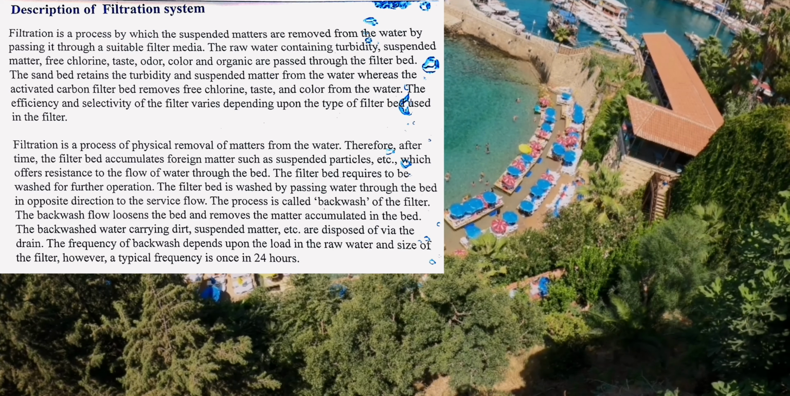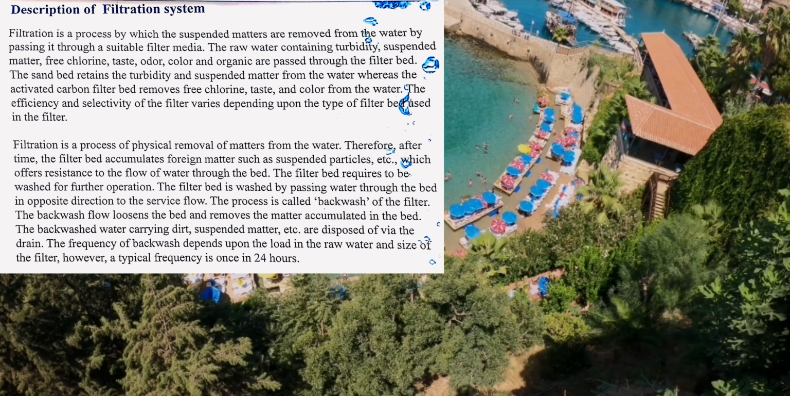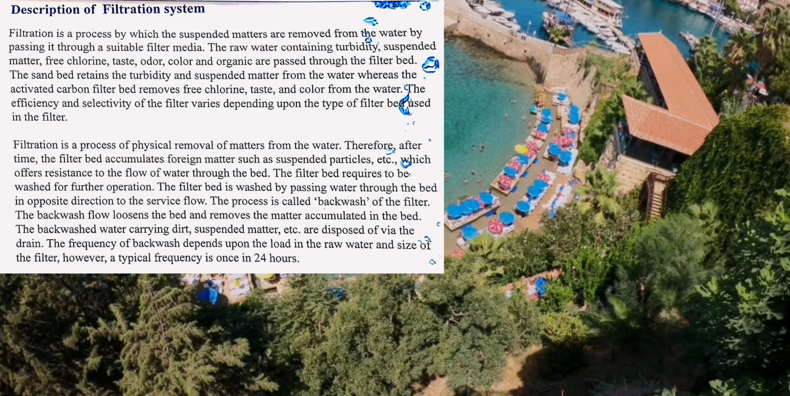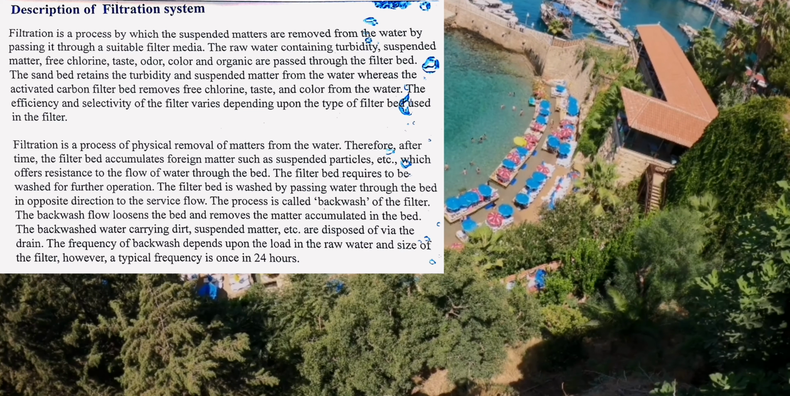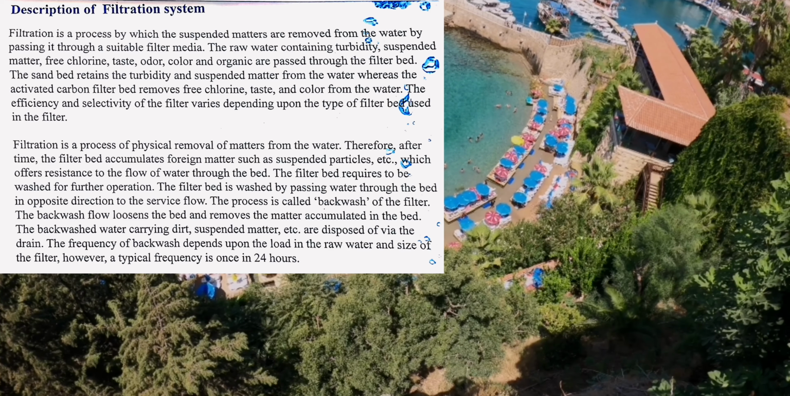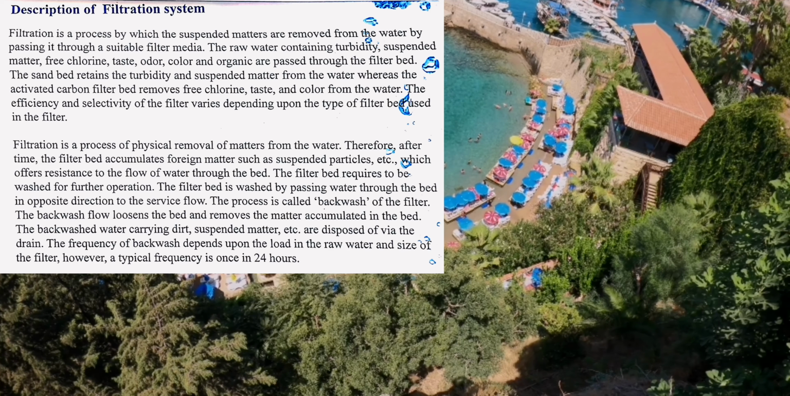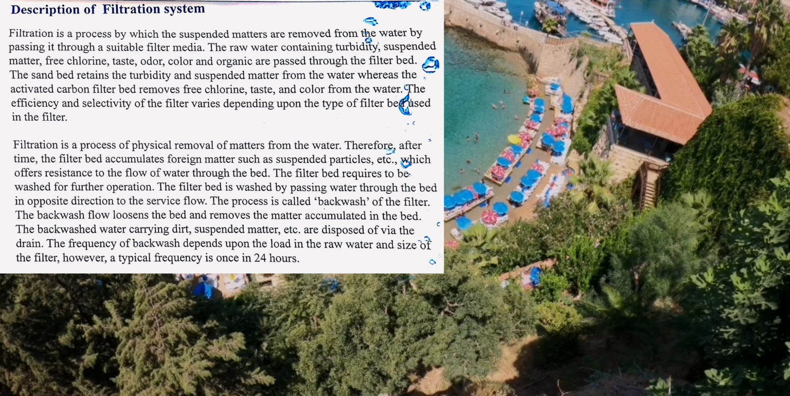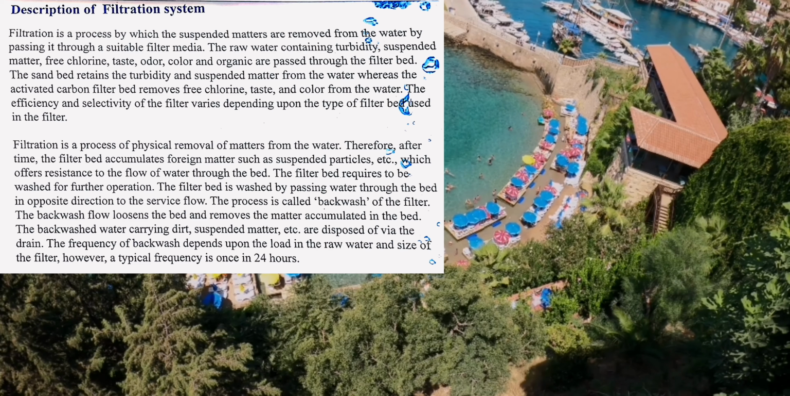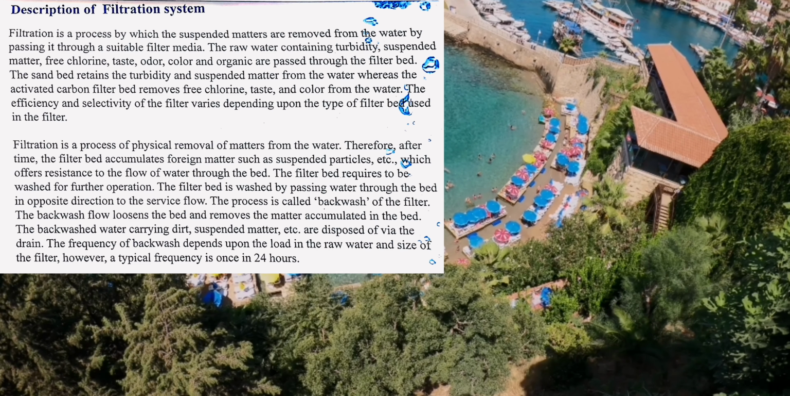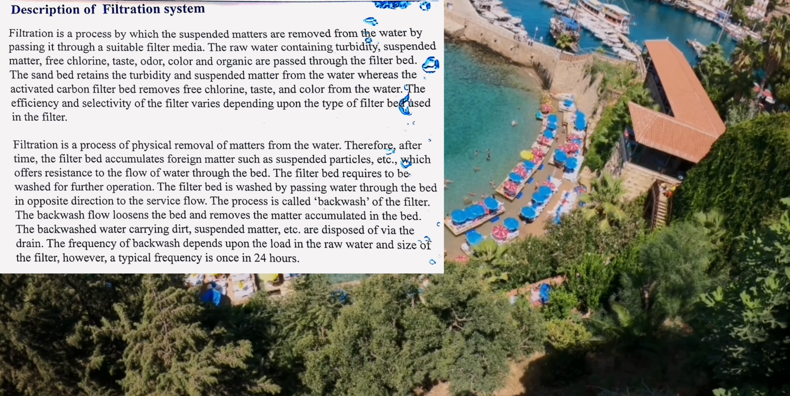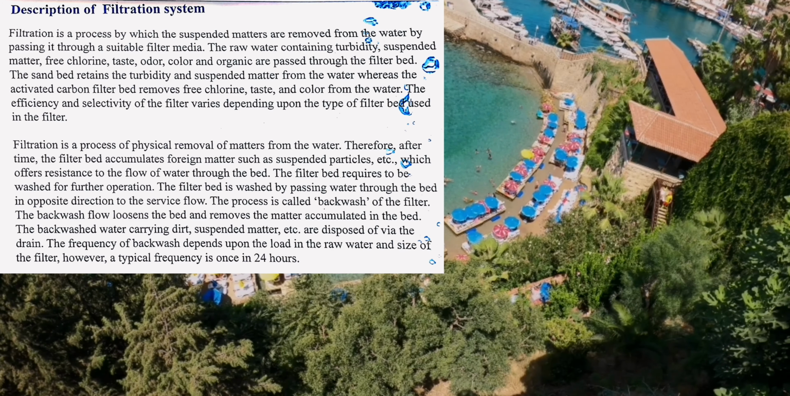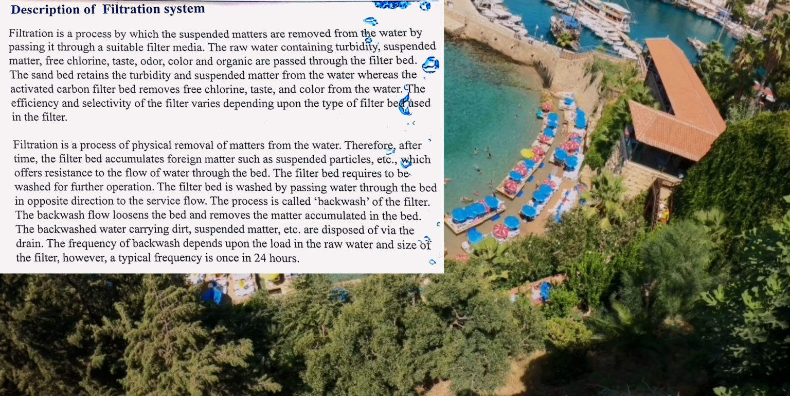The efficiency and selectivity of the filter varies depending upon the type of filter bed used. Filtration is a process of physical removal of matter from the water. Therefore, after some time, the filter bed accumulates foreign matter such as suspended particles, which offers resistance to the flow of water through the bed. The filter bed requires to be washed for further operation. The filter bed is washed by passing water through the bed in the opposite direction to the service flow.